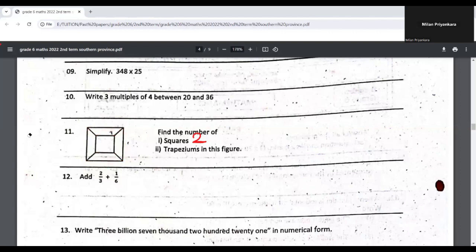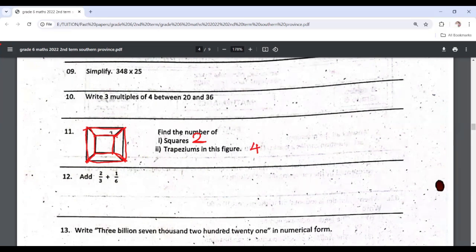And apart from that, you have to find the number of trapeziums in the figure. I think you easily understand trapeziums. This is 1 and 2, 3 and 4. And these are the trapeziums, right? So for that, you can write there are 4 trapeziums in this figure. And let's go to the next part.